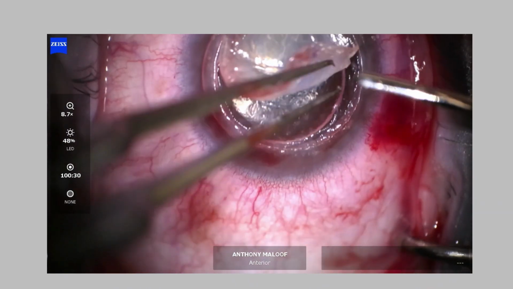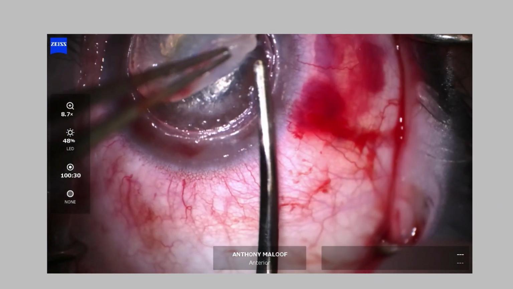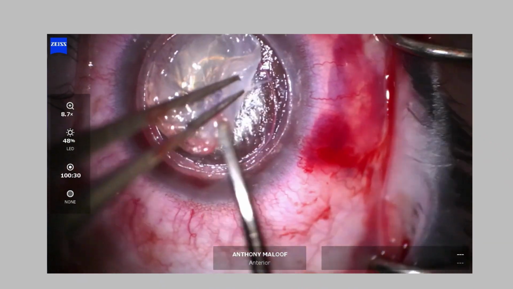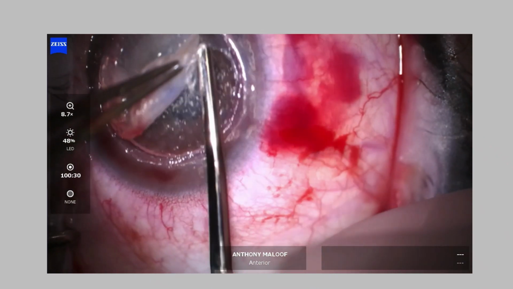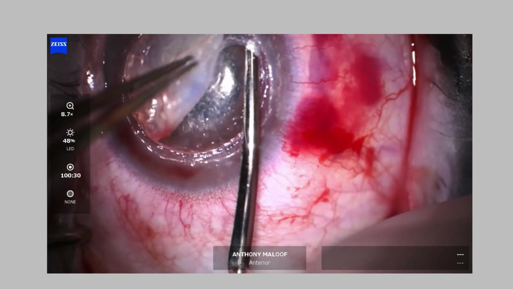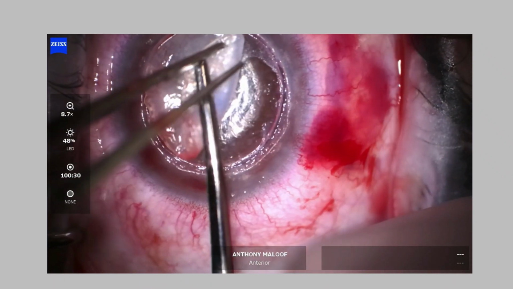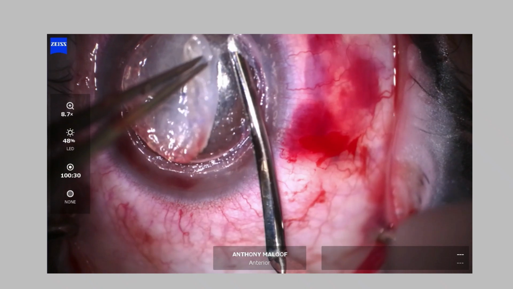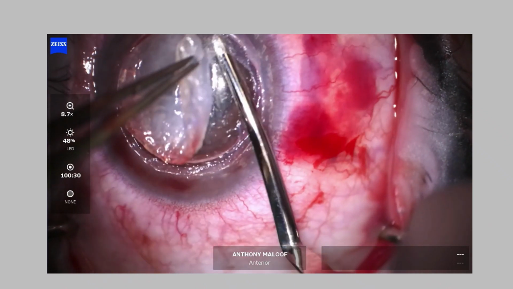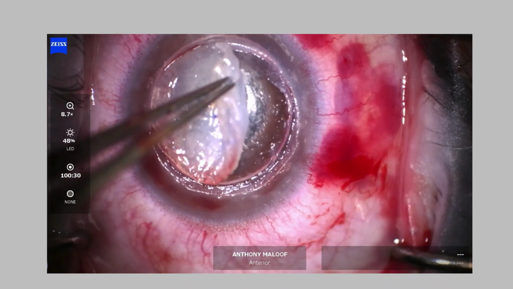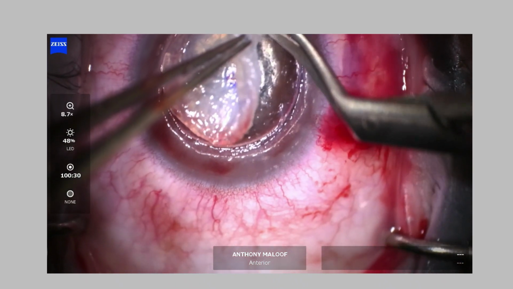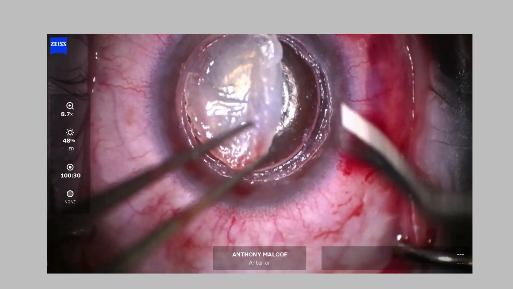Dissection continues. Go as far as you can, and you can see it's now looking clear as we get into the central part of the cornea. Get this as clear as you can. This is where vision happens. And you can see, you just push it away. It literally peels away. There's hardly any force here. It becomes easier as you progress.